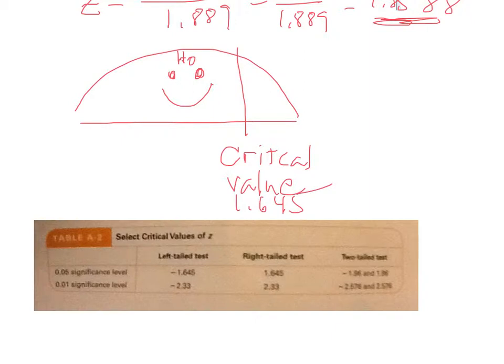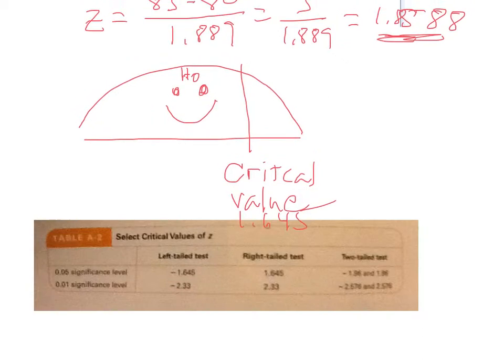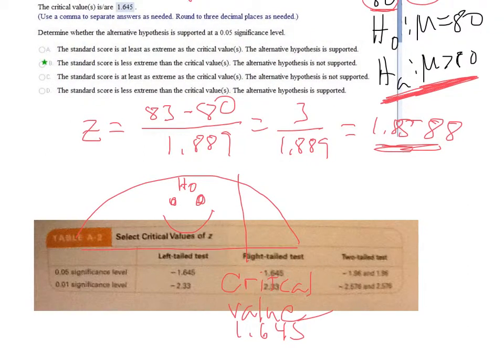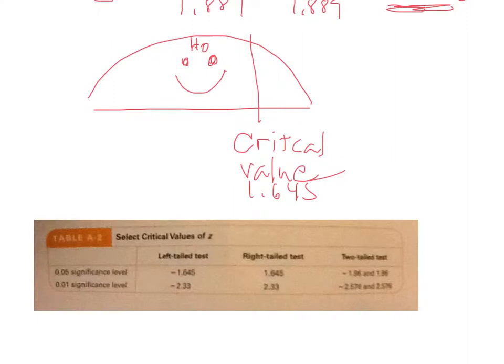Okay. So now to answer this next part of the question, which has this multiple choice, it's telling us that the standard score is less extreme than the critical value, so the alternative hypothesis is not supported. What that means is we got a z-score of 1.59, something like that. That is not beyond that critical value. It's still in that happy place for H0. So that's why we can't reject H0. The alternative isn't supported, as they're saying.